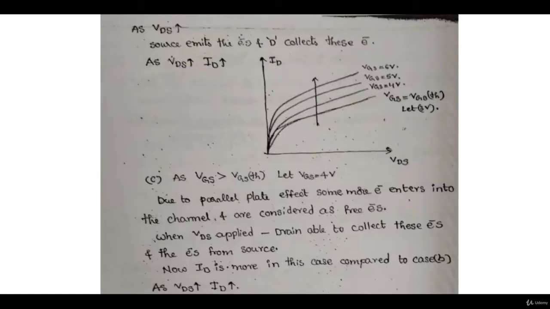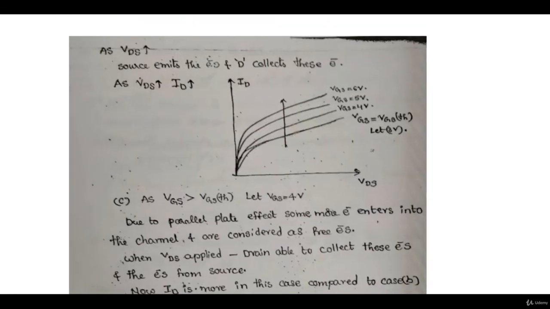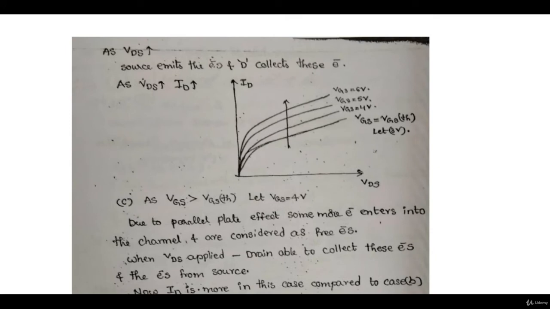So you saw the B case. Now the C case. Here you can see, as the value of VDS increases, in the B case, the source emits electrons and the drain collects the electrons. So as you increase the value of VDS, the more the current will be. More electrons will flow from source to drain.